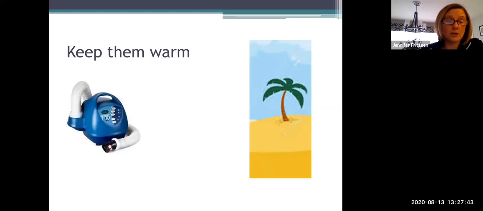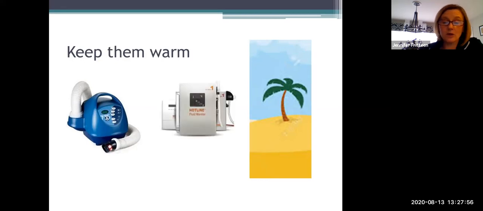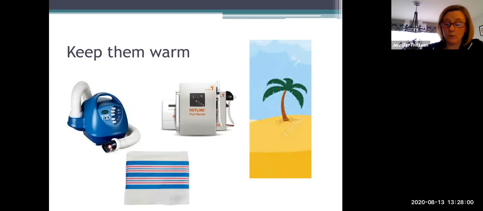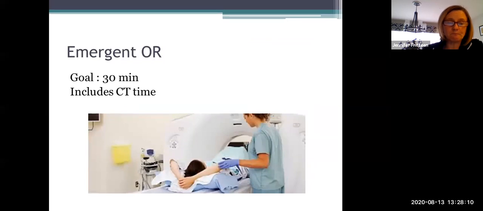We use Bair Huggers in the emergency department. In the code room, every trauma patient that comes through has an underlying Bair Hugger. That was really based on helping with their coagulation when we made that decision. We can use the Hotline in order to warm their fluids. And of course, we can put blankets on. For those kids in the code room with the underlying Bair Hugger, having blankets on top really helps keep that heat in and around that child.